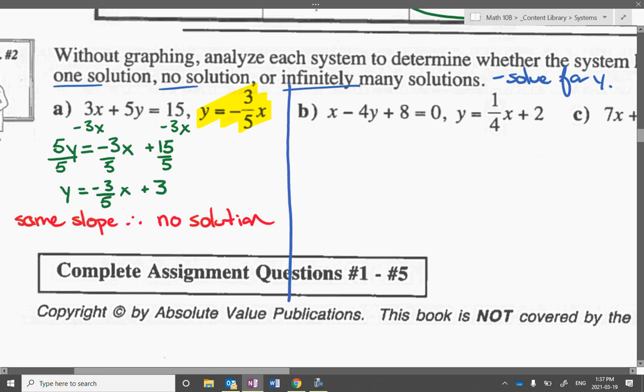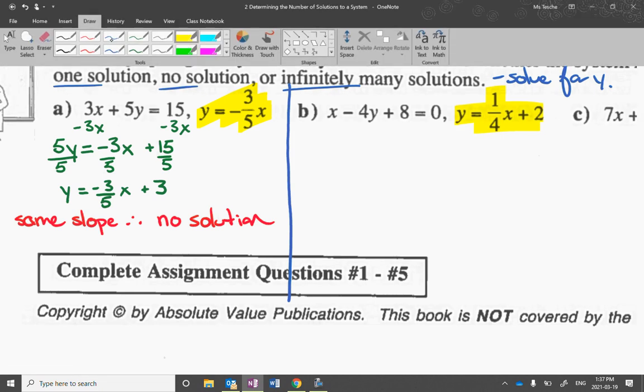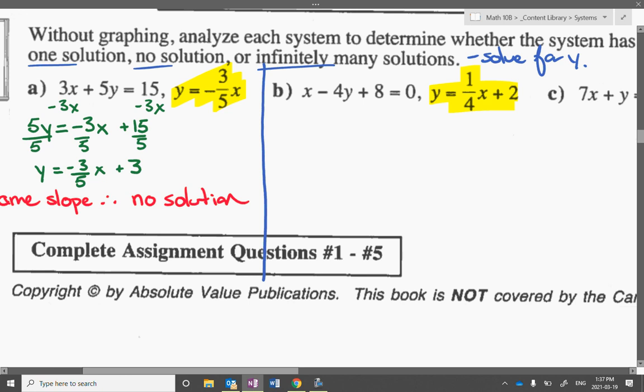For the second one, again, second equation, they've already solved for y for us, so that's nice. First equation, I have to solve for y. So I'm going to add 4y to both sides. Then I get x plus 8 equals 4y. What's my next step? Divide by 4. You're dividing everything by 4. So that x over 4 is the same thing as saying 1/4 x. 8 divided by 4 is 2.